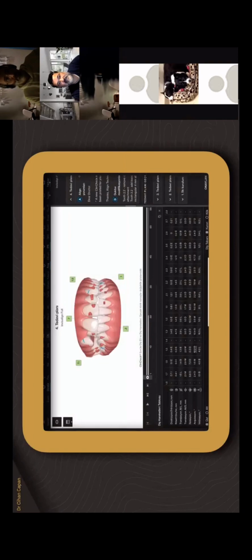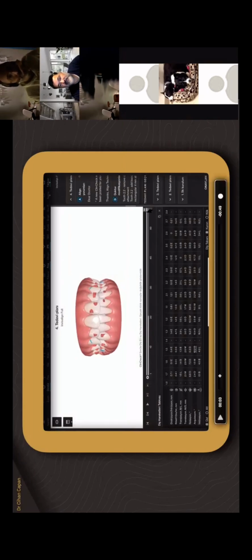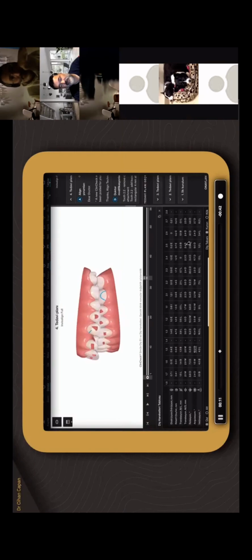So this is the extraction plan. You can see the interesting thing is now we have 56 aligners. We have 5 aligners more if we do extraction. But if you look at the numbers, on the left side we have just 2.5 millimeter distalization, 2.4, 2.4. And as you remember from the studies, we can easily do 2.5 millimeter distalization.